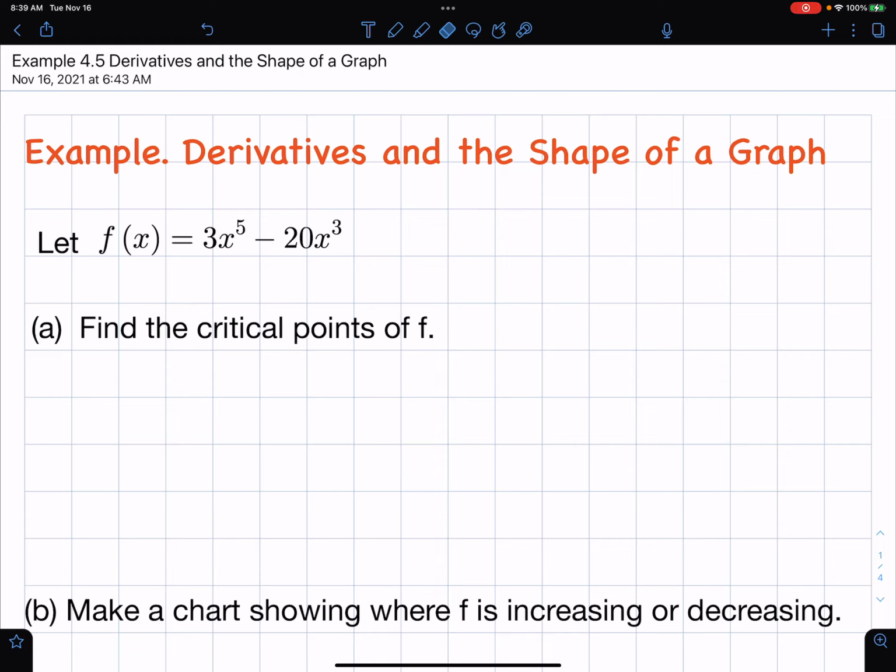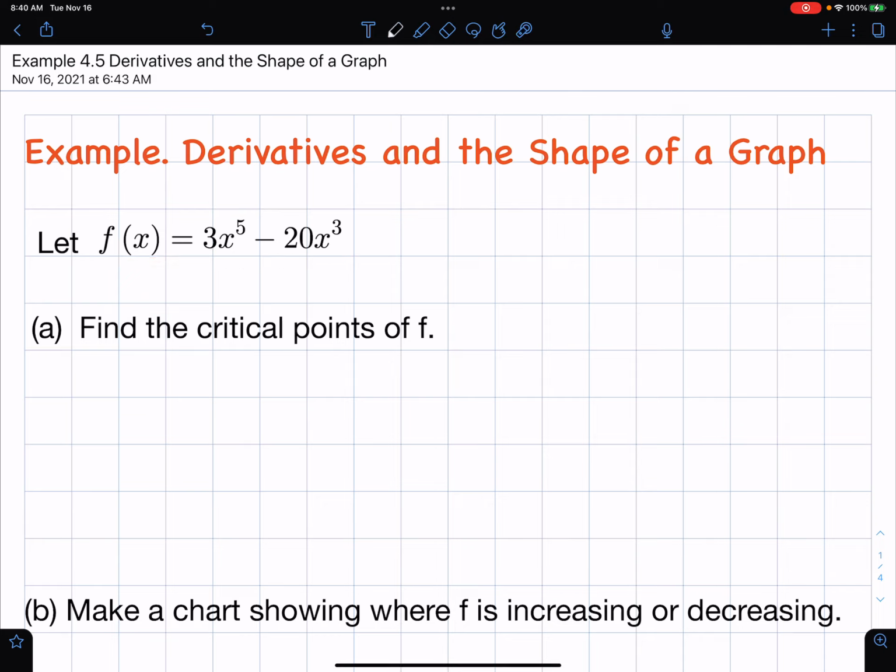Hi everyone. In this video, we're going to analyze this function f that's shown here. We're going to find the critical points. We are going to find the intervals for which the function is increasing or decreasing. And we're going to find the inflection points and the intervals where the function is concave up or concave down. Finally, we will plot points and sketch the graph. And we'll also find the limit of this function as x goes to infinity and x goes to negative infinity.